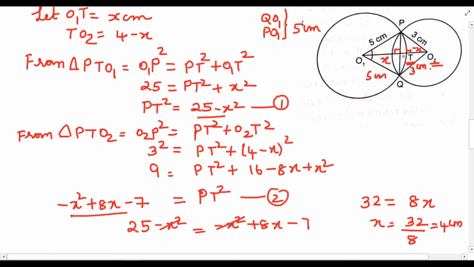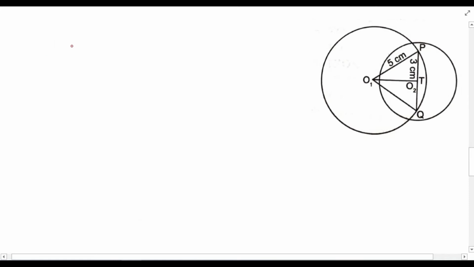Then our figure will be like this. We got the figure like this. We need to find the length of the common chord, that means we need to find PQ. PQ is the common chord here. Now the points O2 and T coincide, so this forms again a right angle triangle. We have this as 4 centimeter, the distance between the centers.